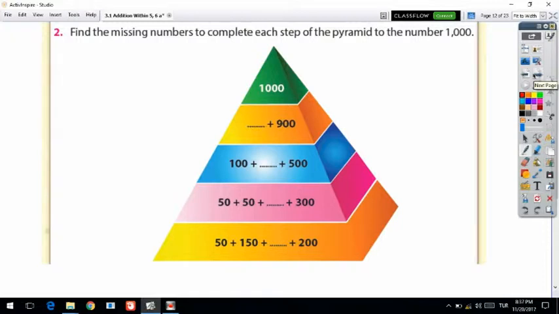Find the missing numbers to complete each step of the pyramid to the number 1000. So you get 1000, but how can you get it when you add 900? So let's fill this space with the number. 100 plus 500 makes 600. So what number do you need to get 1000? So 600. You count until 1000.